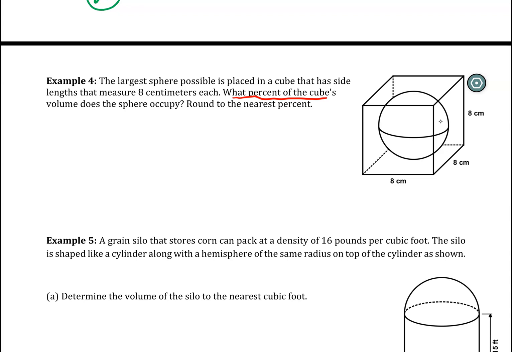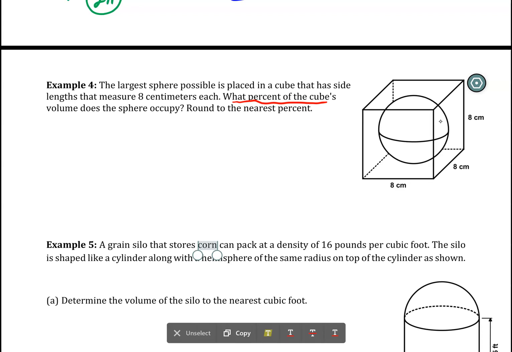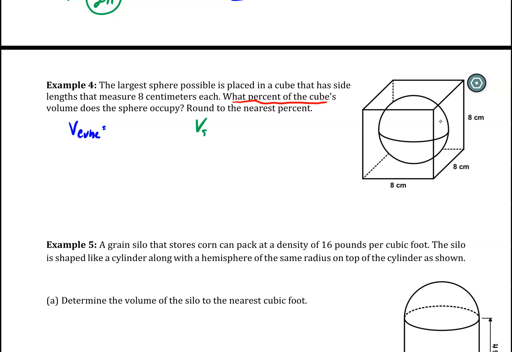So really, if I'm doing this figure here, I just need to do it in two parts. First, I need to find the volume of the cube, and then I've got to find the volume of the sphere. Right, so let's do the cube first. That's just side cubed. So that's going to be 8 cubed. And 8 cubed is 512. The sphere, which we know is 4/3 pi r cubed. So this is going to be 4/3 pi.